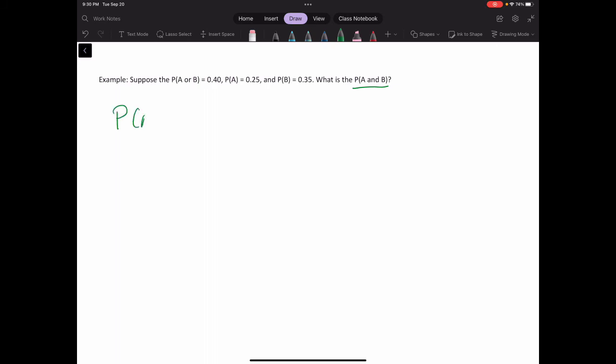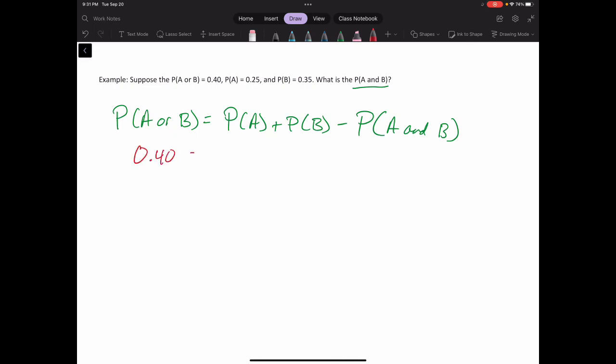So the first thing we're going to do is let's write our formula. So the probability of A or B is the probability of A plus the probability of B minus the probability of A and B. All right. Next, we're just going to fill in what we know. So we know the probability of A or B is 40%, 0.40, equals the probability of A, which is 0.25, plus the probability of B, which is 0.35, minus the unknown probability of A and B. This is what we're going to solve for.